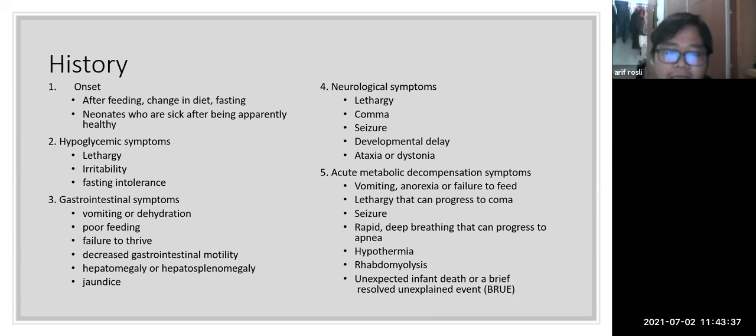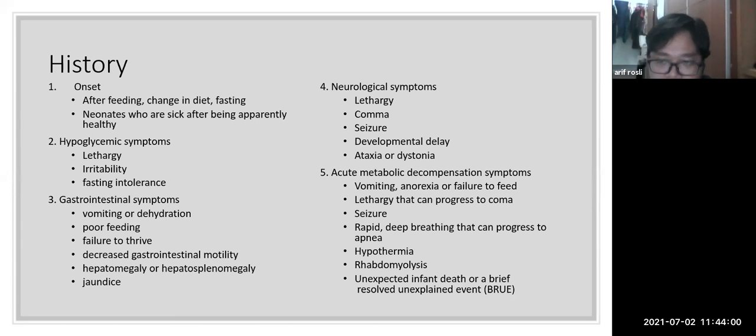And usually, IEMs will present with gastrointestinal symptoms or neurological symptoms. The gastrointestinal symptoms may include vomiting or dehydration, poor feeding, failure to thrive, decreased GI motility, hepatomegaly or hepatosplenomegaly, or jaundice. Neurological symptoms include lethargy, coma, seizures, developmental delay, ataxia, or dystonia.